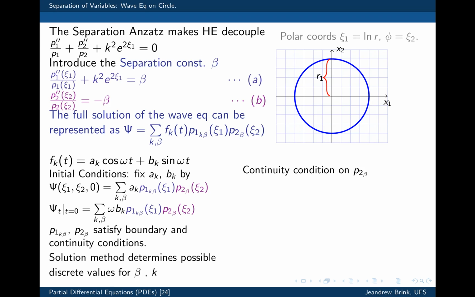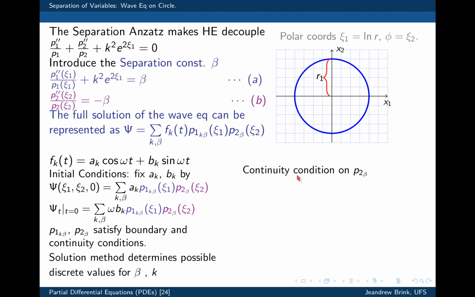Okay, so let's have a look first at the easier one. When I get these problems, I write down these separation equations, and then I always solve the ones I can solve easily first. That's a good way to go because you get a lot of insight from them. So we have P2 double prime over P2 is equal to minus beta. That's just, again, a harmonic equation, which we're going to solve.